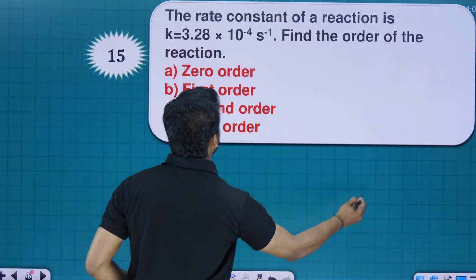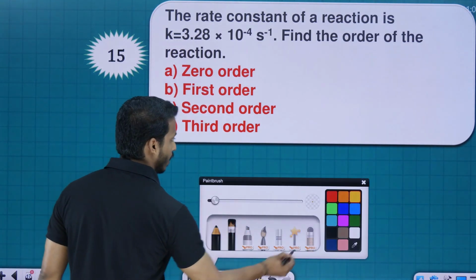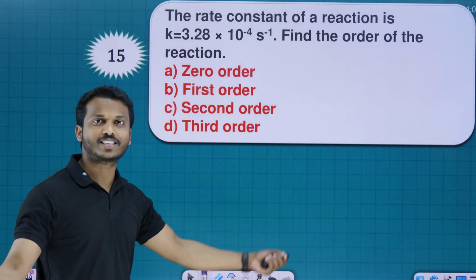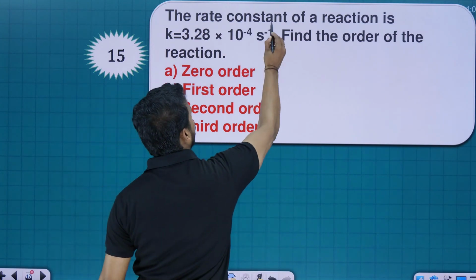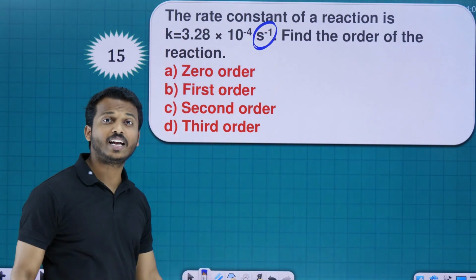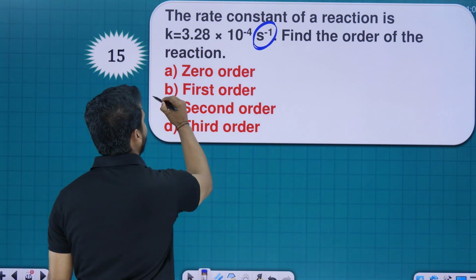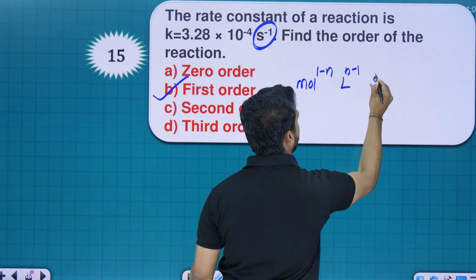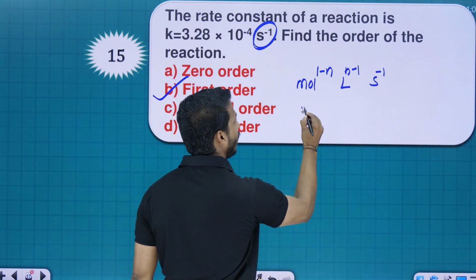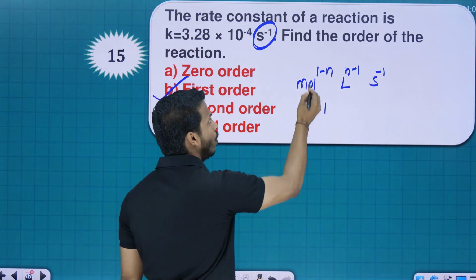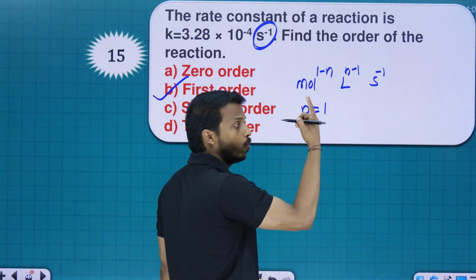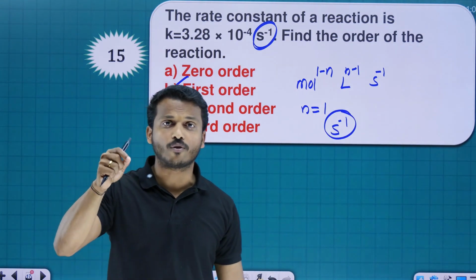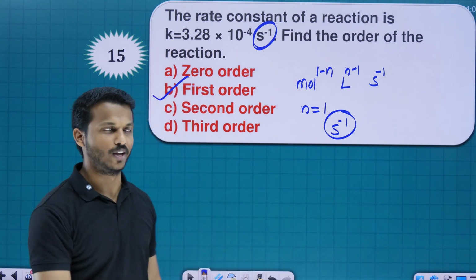Next one, the rate constant of a reaction is given. Rate constant K is already given, all right? Find the order of the reaction. Simple, check the unit. From the unit, you will get it. Second inverse means what? It is first order, because we have mole raised to 1 minus n, liter raised to n minus 1, second raised to minus 1. If n is 1, that means first order: 1 minus 1 is 0, mole raised to 0 is 1, liter raised to 0 is 1. Only second inverse remains. So if the unit of rate constant is second inverse, no worries, it is first order.